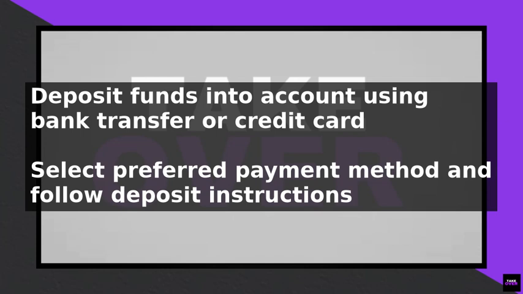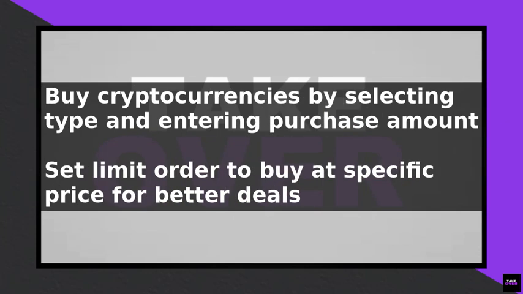Now that you have funds in your account, you can start buying cryptocurrencies. To do this, go to the Trading section, select the cryptocurrency you want to buy, and enter the amount you want to purchase. You can also set a limit order to buy at a specific price. To sell a cryptocurrency, follow the same process, but select the sell option instead of buy. Make sure to review the transaction details carefully before confirming the sale.